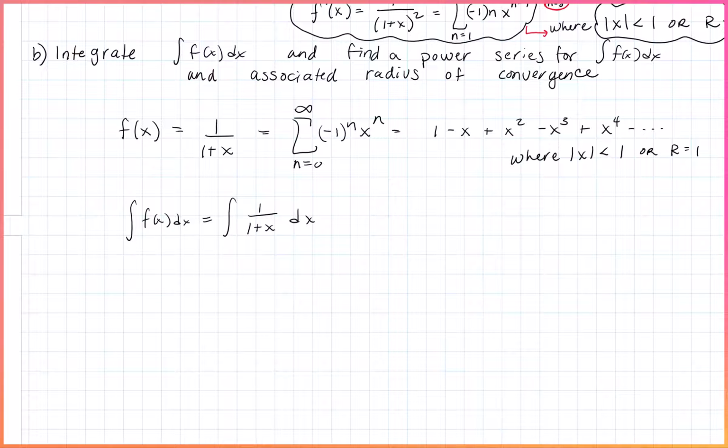When we integrate 1 over 1 plus x, that's a quick little u-substitution. u is 1 plus x. Let's see what that function ends up being. du would just be 1 times dx. So this would be the integral of 1 over u du, which ends up being the natural log of the absolute value of 1 plus x plus an integration constant.